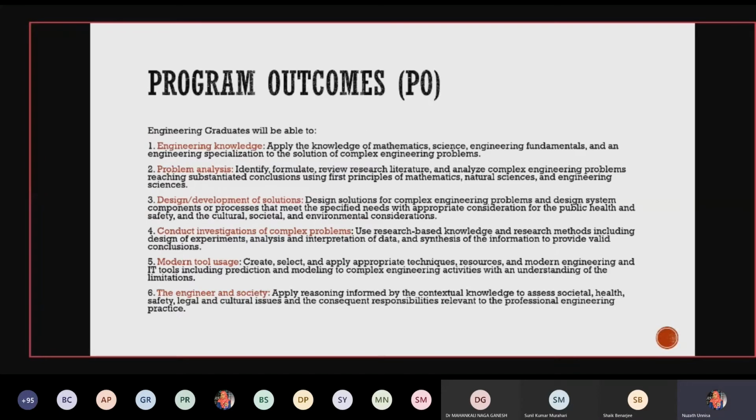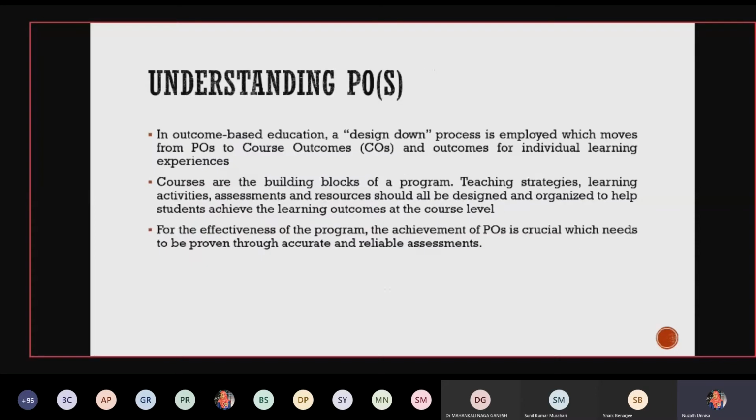Here I have listed all the program outcomes, which we are already familiar with, and let us not waste time discussing each of these. I'll just read out for you all the 12 program outcomes. Okay, one slide got missing here. So there are 12 program outcomes which are listed.